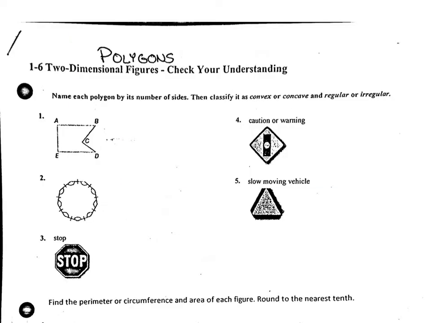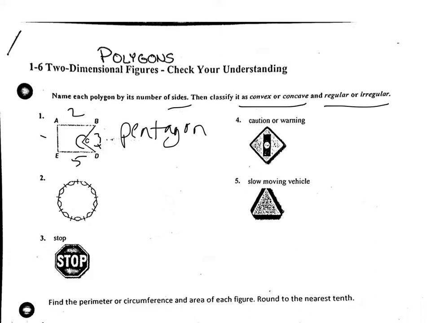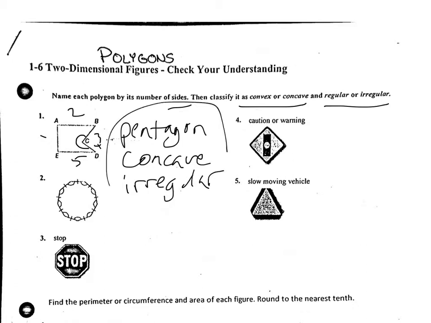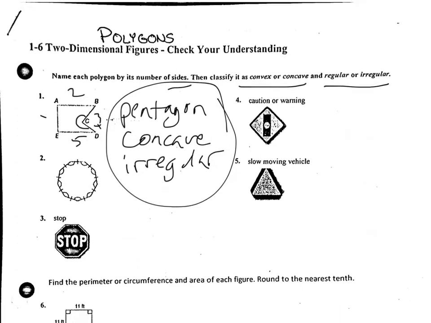Here we're just naming the polygon by its sides, classifying it as either convex or concave, and then regular or irregular. Number 1, it has 1, 2, 3, 4, 5 sides, so it's a pentagon. If you forget, check back to your notes. It's concave because it's got this angle greater than 180. It has a little cave, so it's concave. And then it's irregular because all of the angles are not the same. That's my answer to 1. That's how you're going to do numbers 1 through 5.